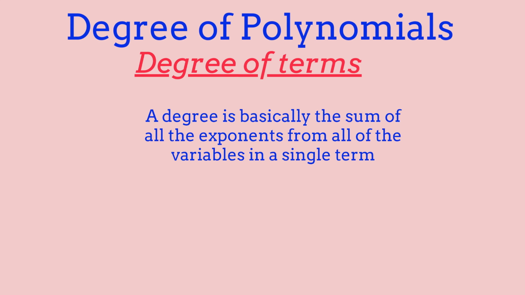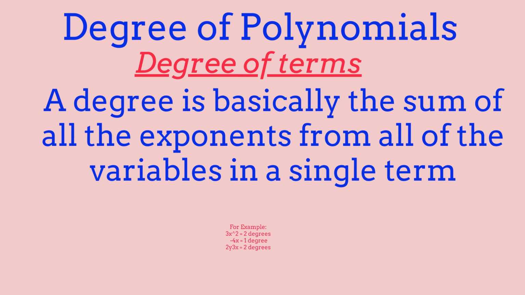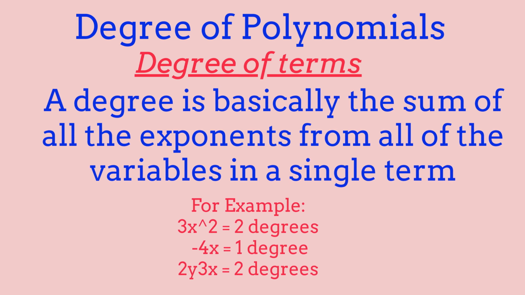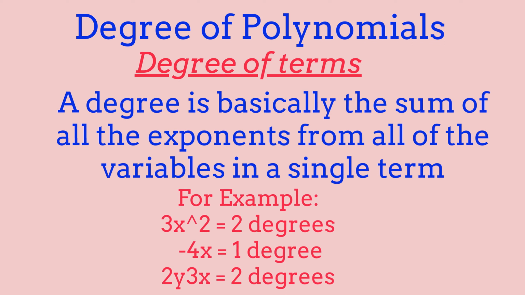So now let's go over what the degree of a polynomial is. The degree of a polynomial is basically the sum of all the exponents of all the variables in a single term. For example, if we have 3x squared, in this term we have 2 degrees because we have the exponent of 2. So we would have 2 degrees here.